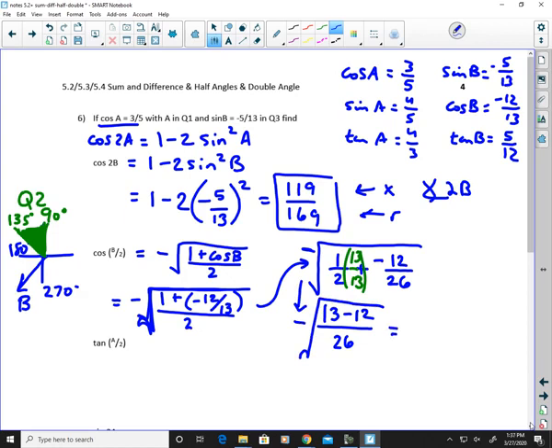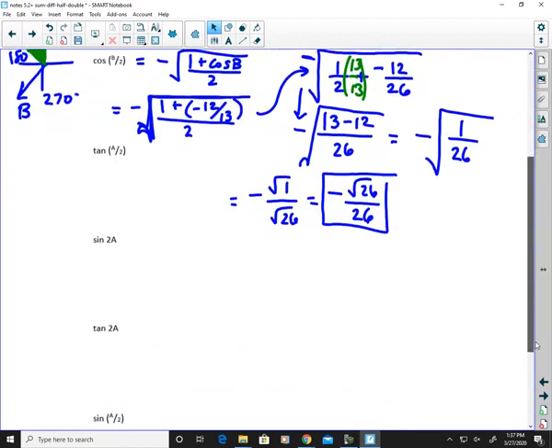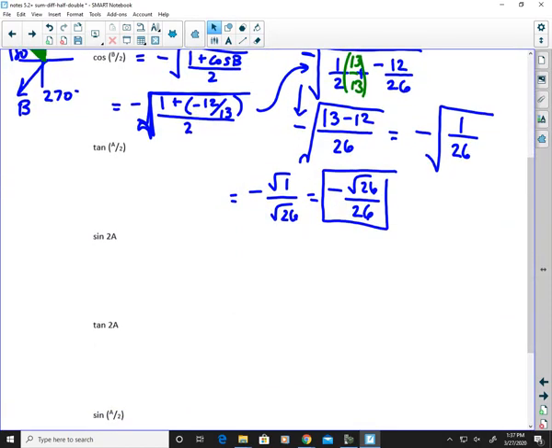Okay, continuing, negative. Let's do the square root of 1 over 26. So simplify that: negative square root of 1 over the square root of 26. Rationalize: negative root 26 over 26. The book may have left it as an unrationalized 1 over root 26, but we're going to try to rationalize. Now I've written all the way into my tangent area, which is annoying. Try to write smaller this time.